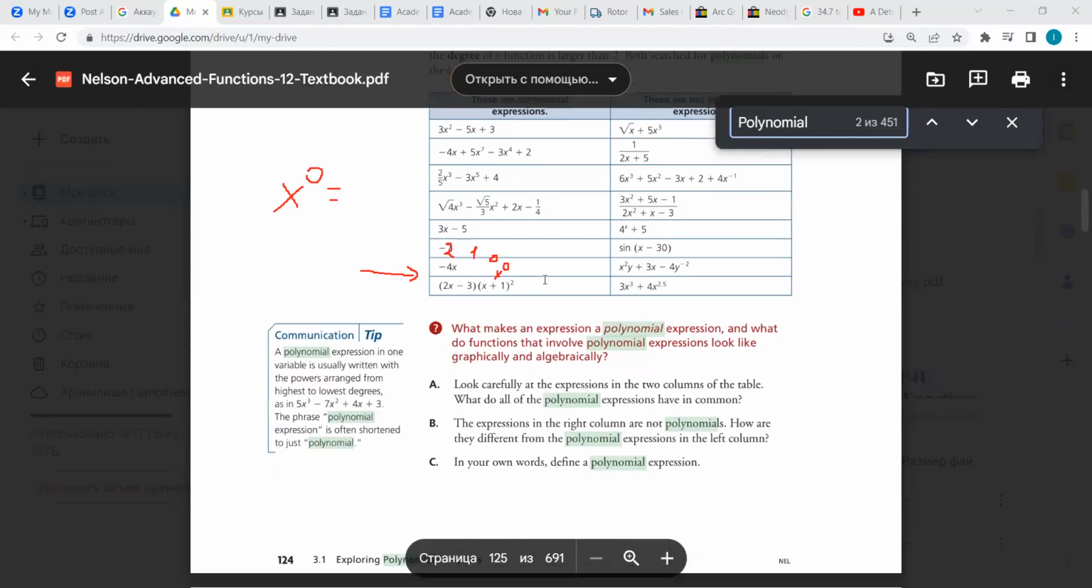So talking about polynomial expressions in one variable, it is usually written with the powers ranging from the highest to lowest degrees, as in an example, 3x squared subtract 5x plus 3. The phrase polynomial expression is also shortened to just polynomial function.